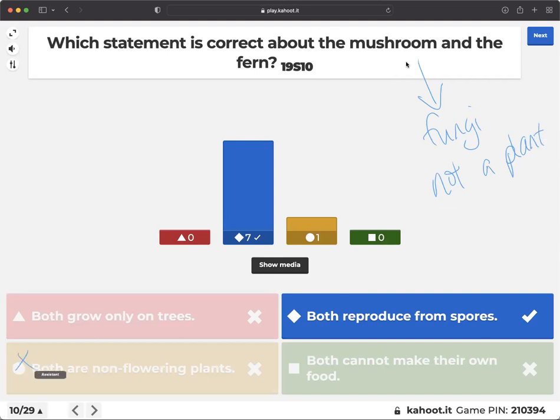So the one student who chose yellow, do you understand now why it is wrong? A lot of times we think mushroom is a plant because we eat mushroom, like a vegetable. But mushroom is not a plant. Is that clear? Understand now? Okay, let's continue.